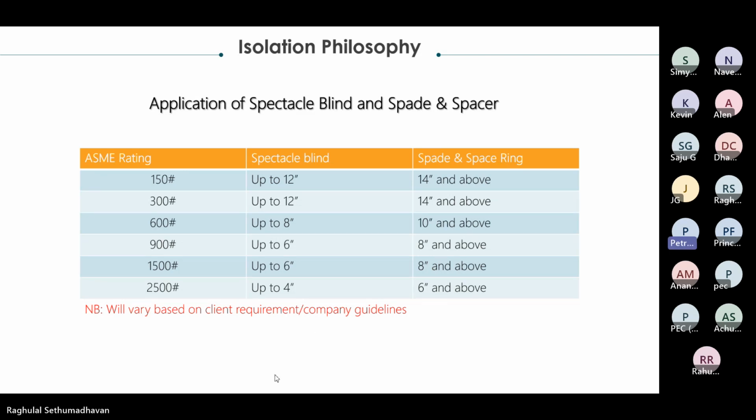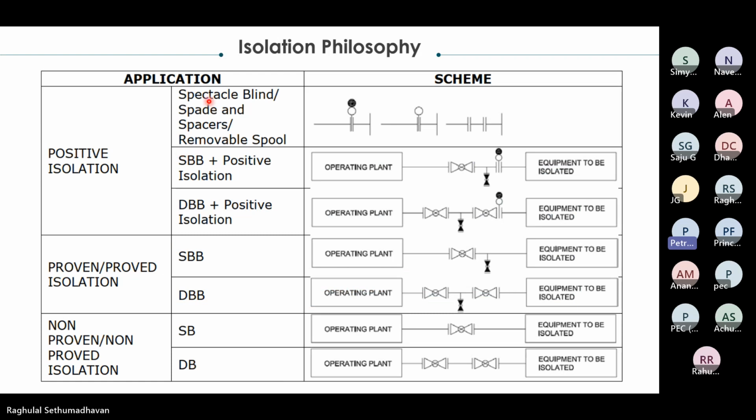Now we'll see some isolations. Positive isolations, as we saw, are spectacle blinds, spade and spacer, removable spools. Also, they can be used in combination with valved isolations, like SBB plus positive isolation or DBB plus positive. Okay. Also, the proven and non-proven isolation. This you all know, like if there is a bleed, we can call that proven. And without a bleed, it is not proven. Okay.